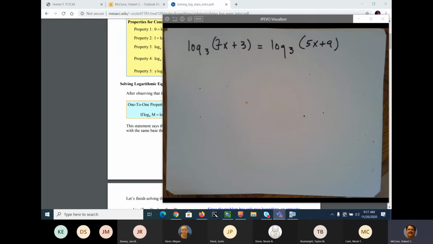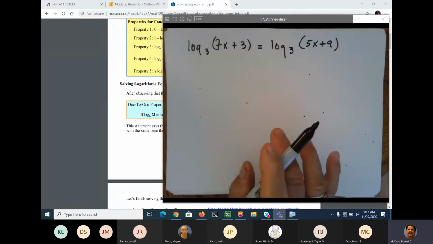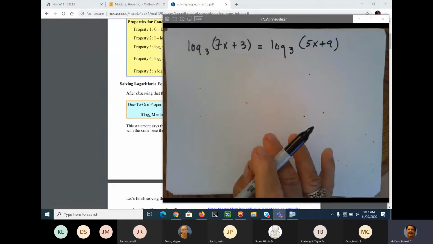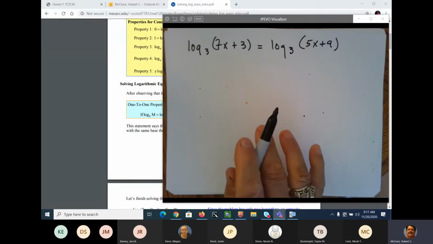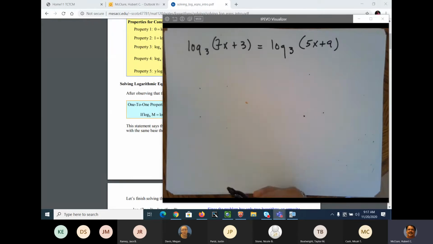Then you don't have to do very much. You might have to do a couple of properties, or you might have to rewrite. But if you already have log on both sides, then you just keep going with your properties. And the properties for this one, does anybody know which one it is? Which property fits this one?